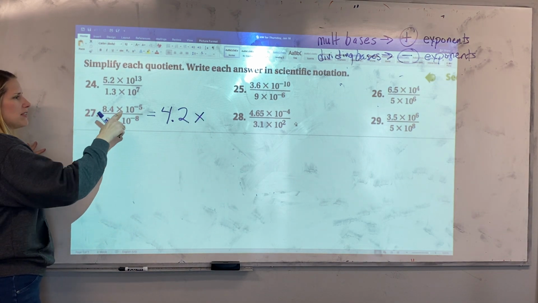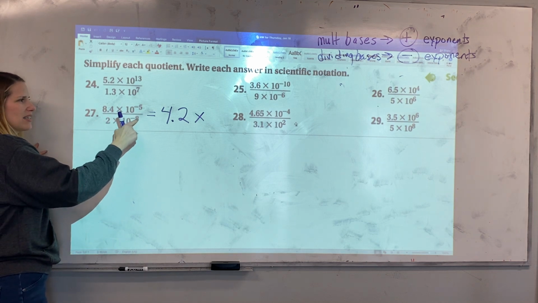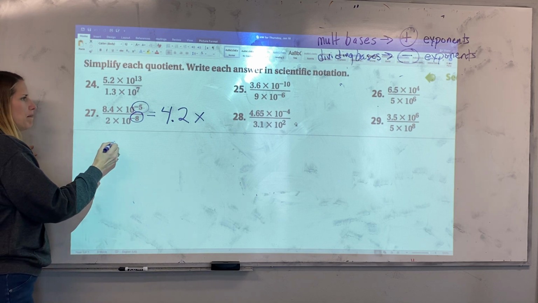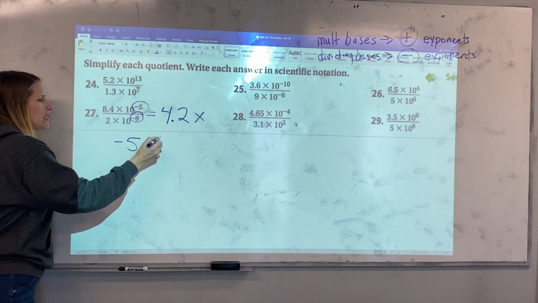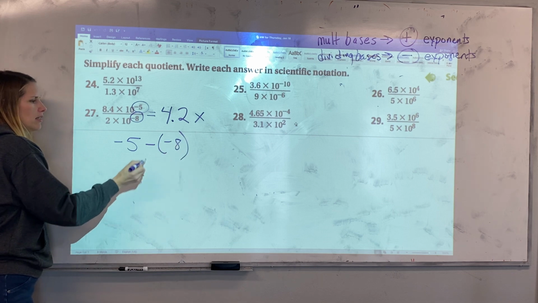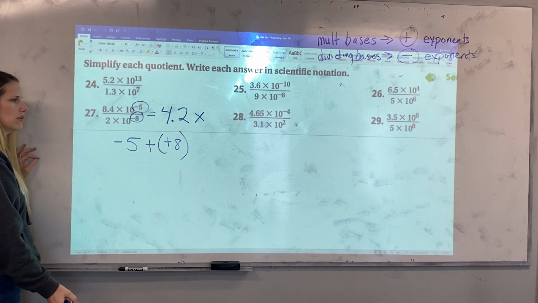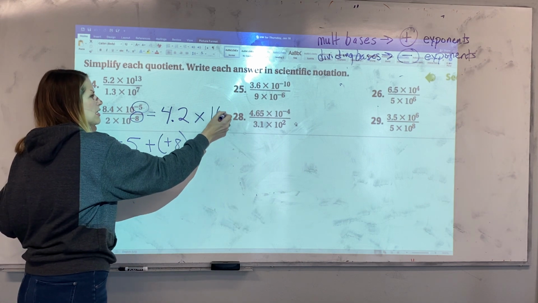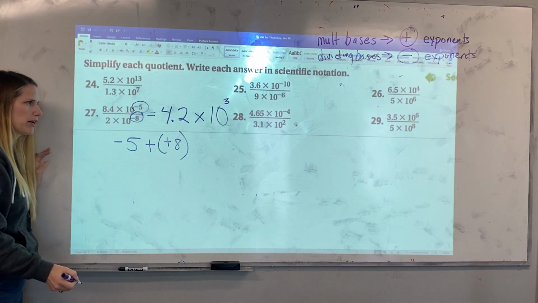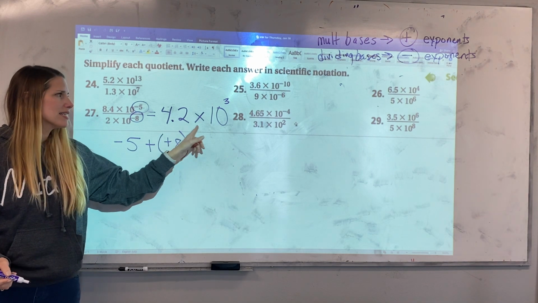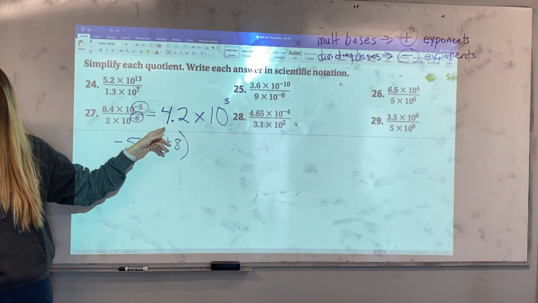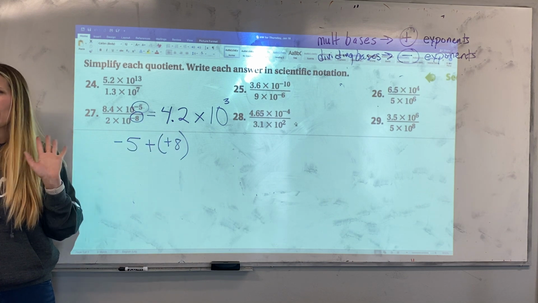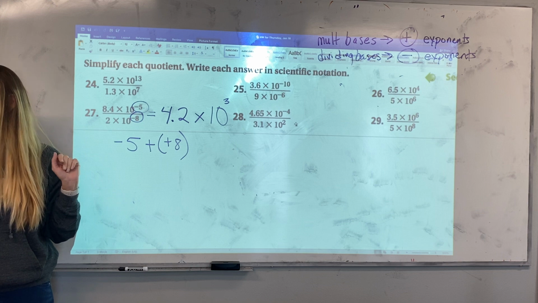All right, then we have 10 to the -5th over 10 to the -8. What do we do with our exponents? Subtract them. -5 minus -8. Kill the cockroach, change the sign. What do we get? +3. So we have times 10 to the +3 power. Is this correct scientific notation? Yes. This is good, so we don't have to adjust anything. I love when they're like that.